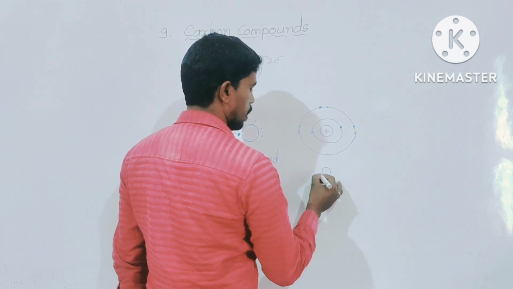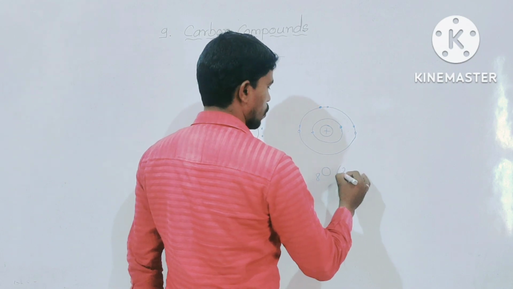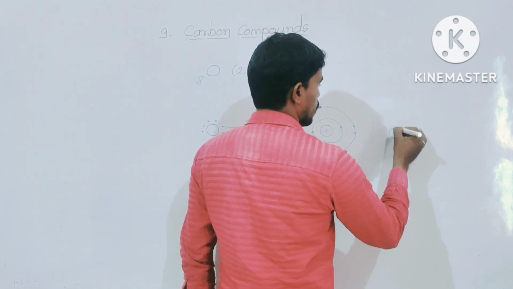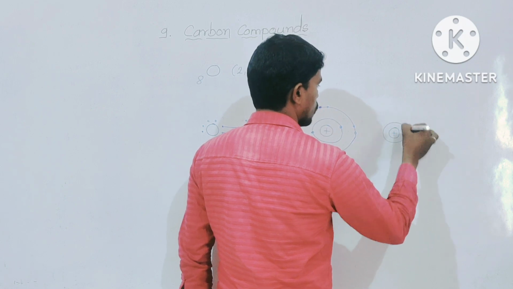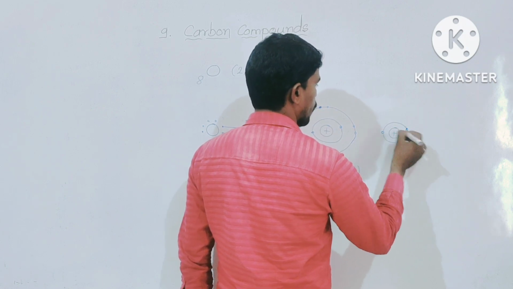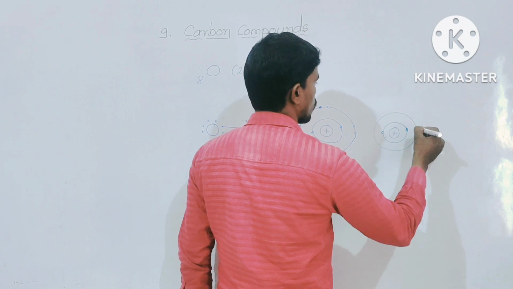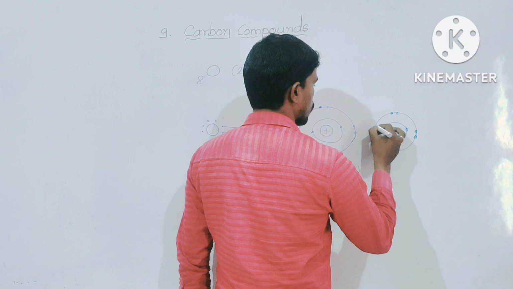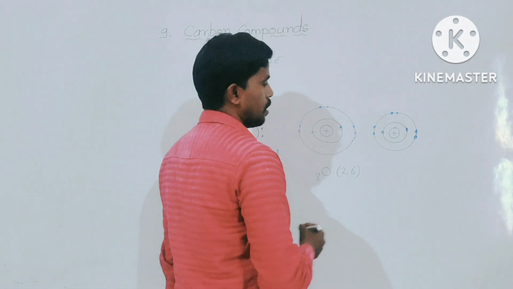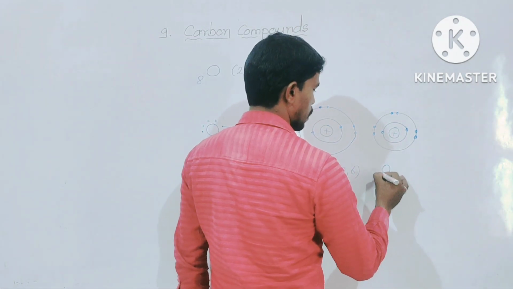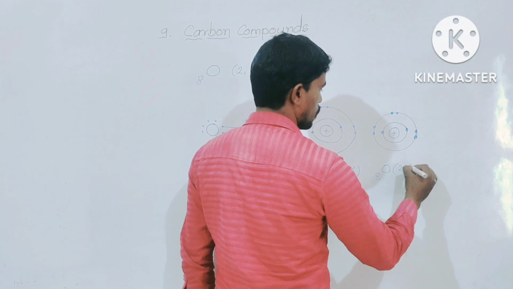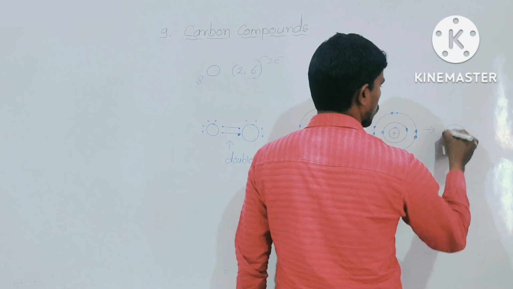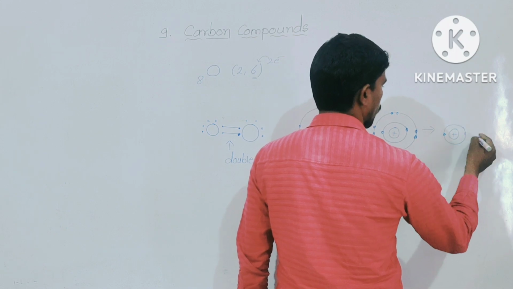This is the oxygen atom, electronic configuration 2, 6. Another oxygen atom shares 2 electrons with the first one. Here these are the 6 electrons, and here is the same oxygen, this is the oxygen and its electronic configuration is 2, 6. After sharing electrons, they form a double bond.